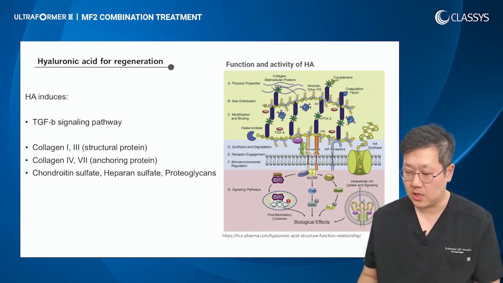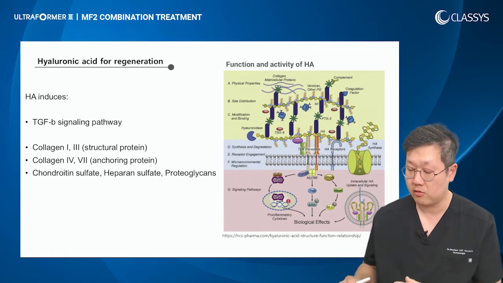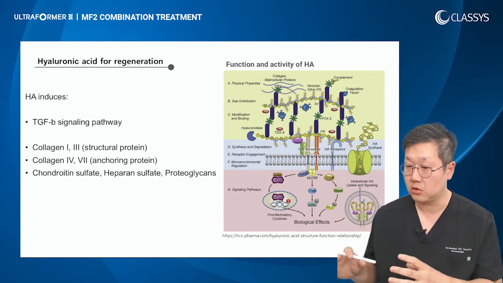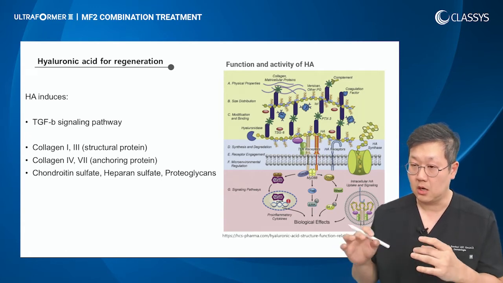As a result, we can see increased collagen 1 and 3 in our tissues, and collagen 4 and 7 as anchoring proteins that maintain integrity between the epidermis and the dermis. And the contracting surface, heparan sulfate, proteoglycans, glycosaminoglycans, are all materials that decrease when we are aging, which makes our skin contour and textures irregular.